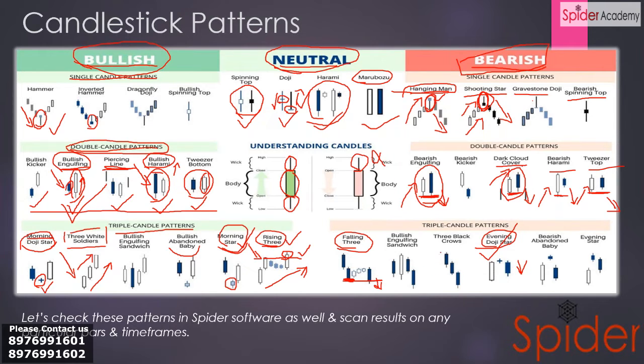Same thing in three black crows. Three black crows is a continuation of the trend. So once it breaks the low of the last candle, we can go for the short entry. And even in evening doji star, we will consider once it breaks the low of this bearish candle, we'll go for the short entry. So this is bearish abandoned baby and evening star.